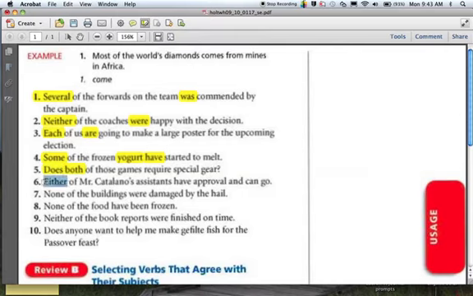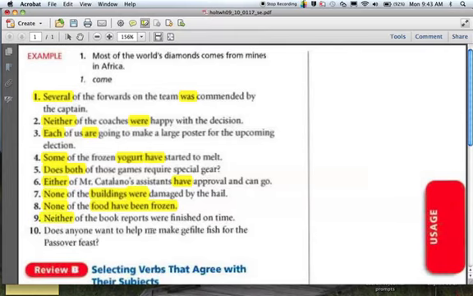Number 6, either is your subject, and then have is your verb. That doesn't quite work. Either singular, have plural. None is one of those where we reference the noun in the prep phrase. Buildings. Buildings plural, none plural. Verb, were. So 7 is correct, plural, plural. 8, none. Reference the prep phrase. Food, singular, none, singular. Has been frozen, eventually. Well, have is obviously plural, so we've got to change that to has to match with none.